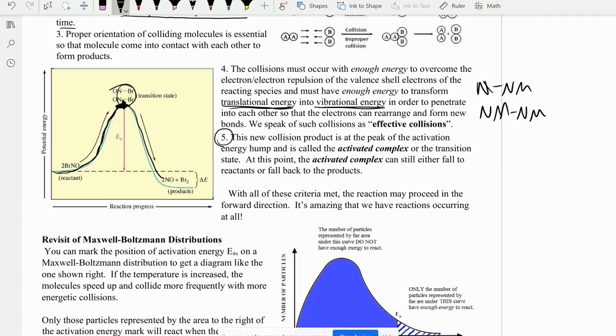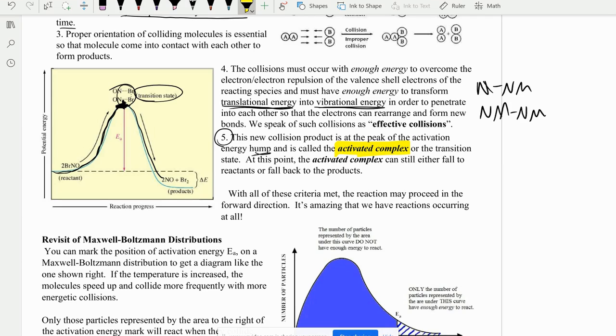When you get these collisions that are effective and they actually do in fact have enough energy to overcome that activation energy hump, we did say that at that very top apex, at that very moment, we call that the transitional state. And that transitional state forms something we call the activated complex. Let me highlight that. The activated complex, okay? So the activated complex and the transitional state are synonyms. They mean the same thing.